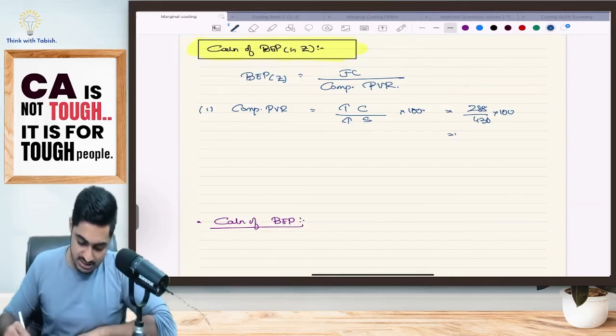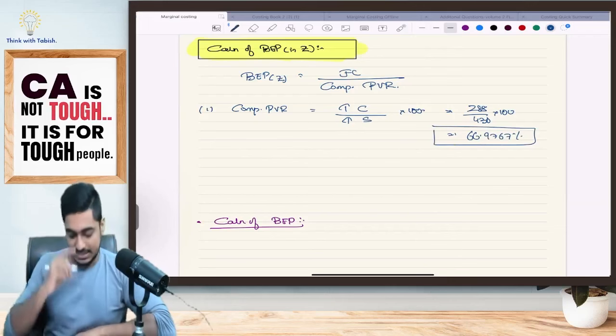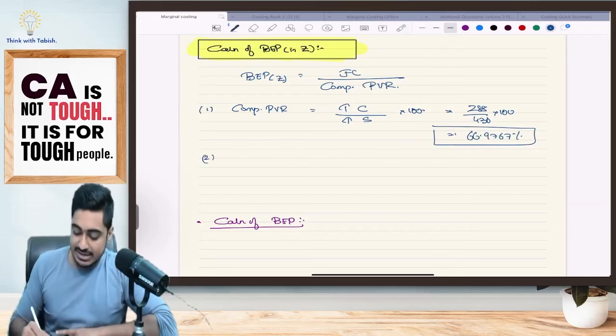It is going to be 66.9767%. Yes or no, everyone? Give me a confirmation. Yes sir. Now once I have calculated that, I can calculate my BEP in terms of rupees.